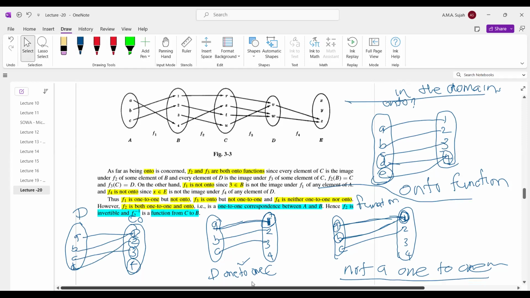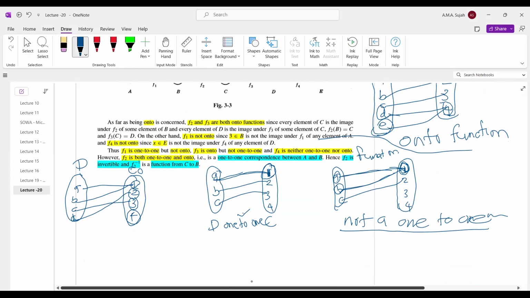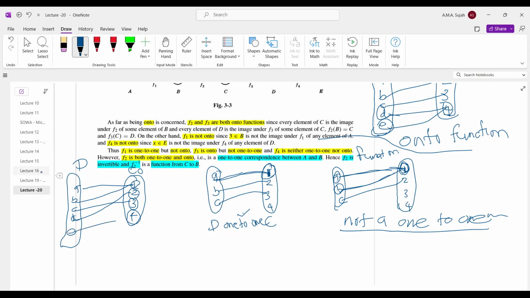What do you think now? Is it an onto function? This is not an onto function. Why? The definition says all the elements in the codomain have at least one relation, right? Now it's okay, all the elements in the codomain have at least one relation. Here, if you look at codomain element 1, it has two relations, right? That's possible in an onto function. So we can call this an onto function, right?